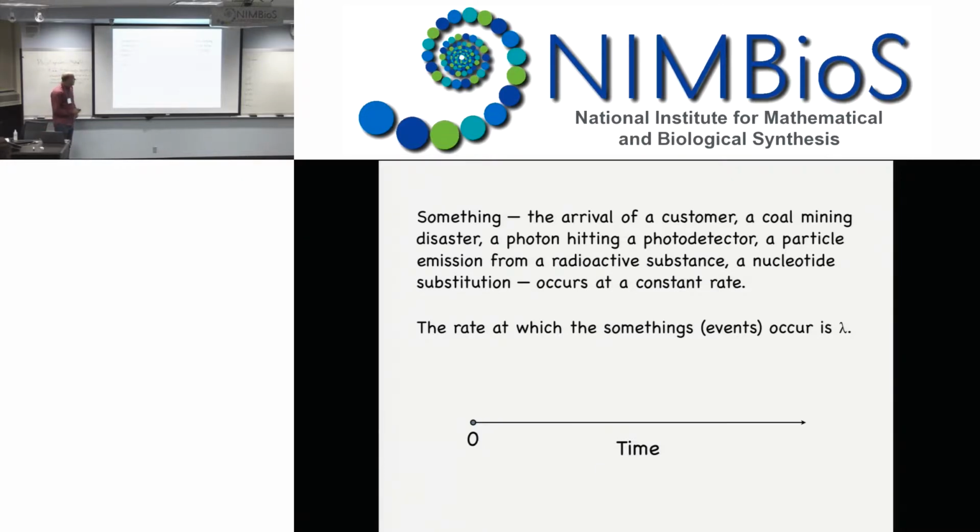So a little bit about exponentials. We're imagining a situation like this where we start observing a process at time 0 going forward, and we imagine that some event occurs. Here are some examples of things you might model in this way. Maybe the arrival of a customer to a call center or a store, or coal mining disasters have often been modeled this way. What's the rate at which you have a mine collapse, some serious accident, a photon hitting a photodetector, a particle emission from a radioactive substance, or in our case, a nucleotide substitution. We're going to assume that it occurs at some rate, right? We're going to call that rate lambda typically. So the rate at which the somethings, like nucleotide substitutions, occur is called lambda.